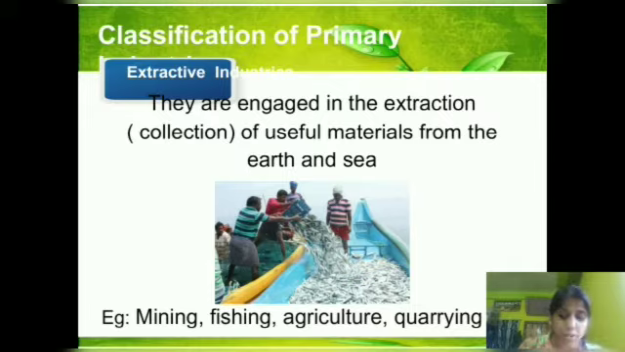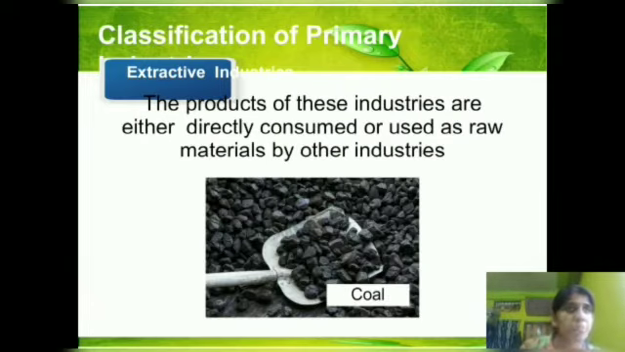So these products are usually transformed into useful goods by the manufacturing industry, which will come next. Means manufacturing industries will convert them into the useful goods. So extraction is the main job. Please remember in extractive industry, see the second slide here, the product of these industries are either directly consumed or they are used as a raw material by any other industry. Some materials may be directly used.